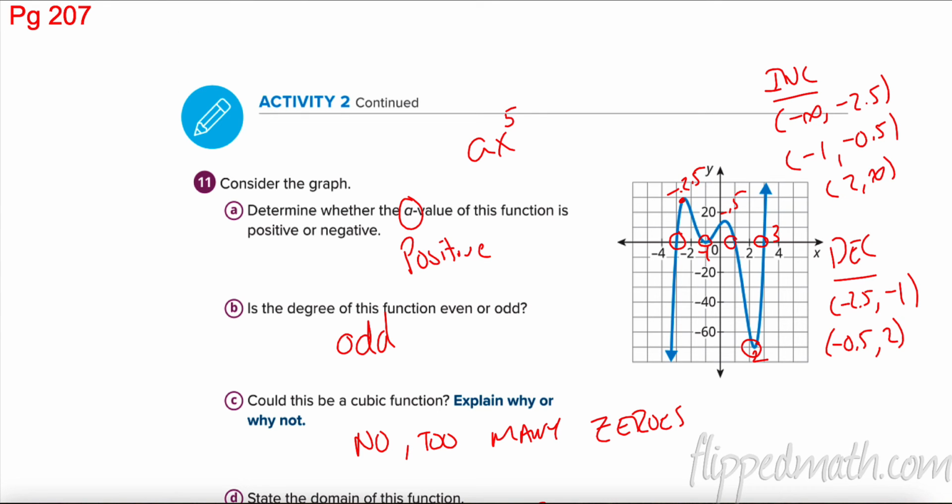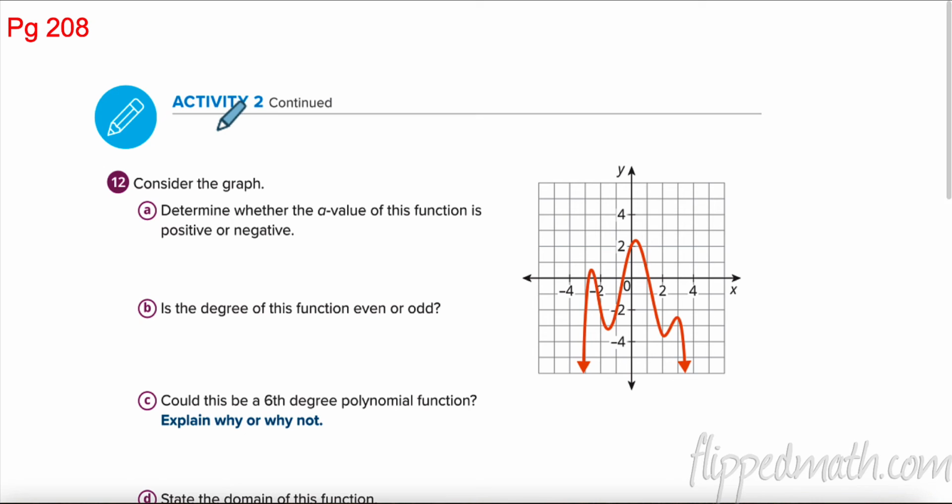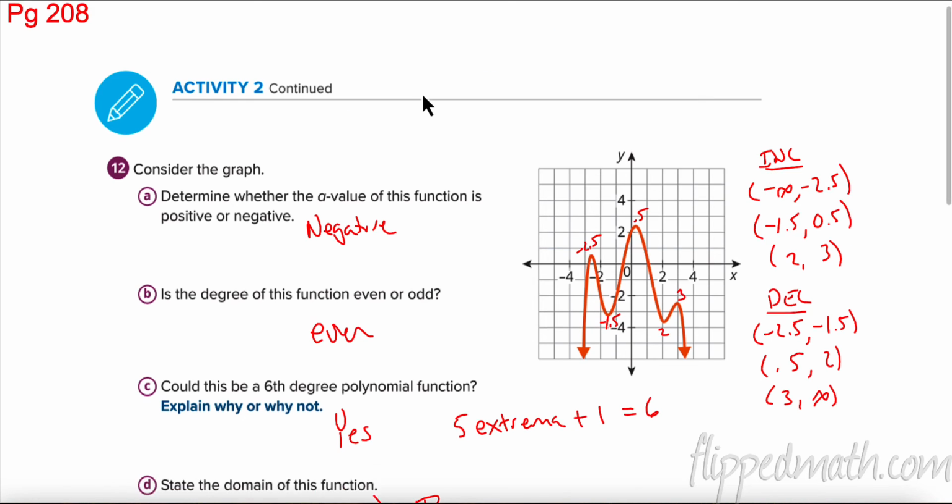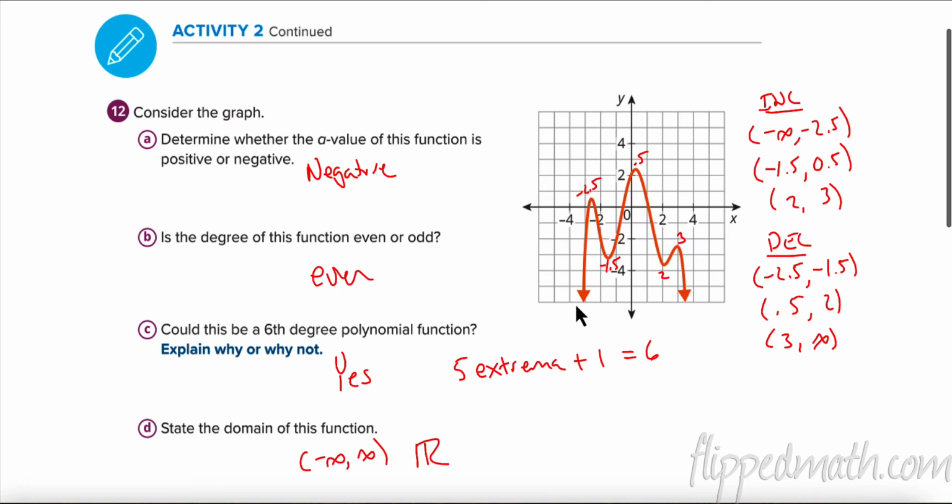All right? On page 208, I want you to stop the video and try this yourself. All right, let's try these. So what's the A value? Well, it opens down. That means it's a negative A value. The leading coefficient's negative, so it opens down. Is it even or odd? The end behavior is the same. That means it's even. Could this be a 6th degree polynomial?